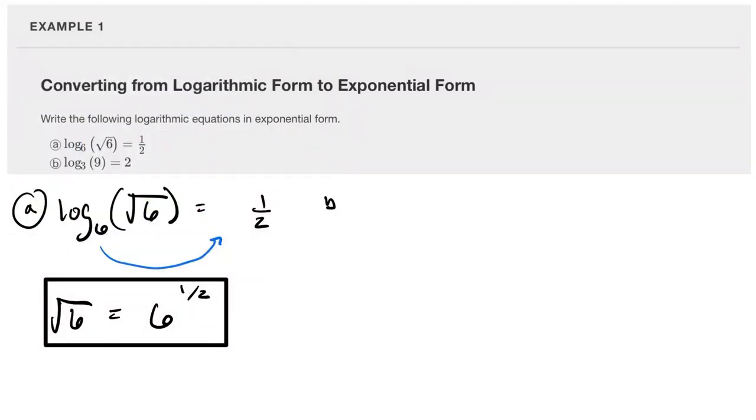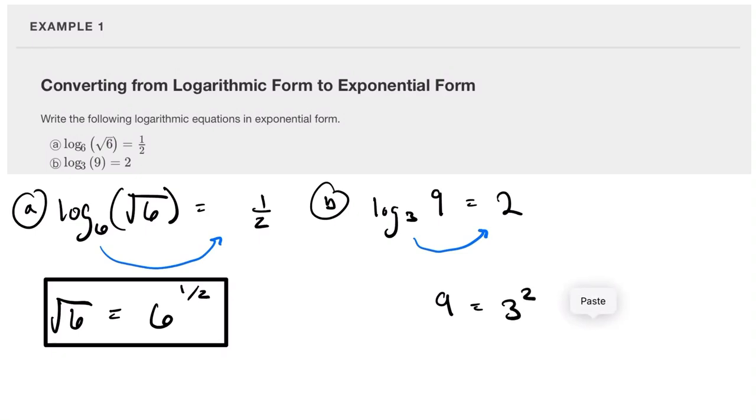And then part B, we have log base 3 of 9 equals 2. Again, if we want to write this in exponential form, the base of the log swings to the other side and becomes the base of the exponent. So then this is going to be the same as 9 equals 3 to the power of 2.